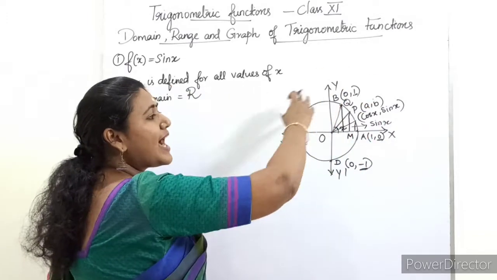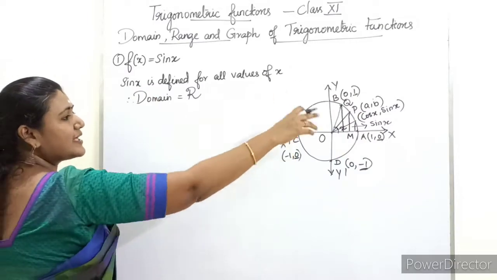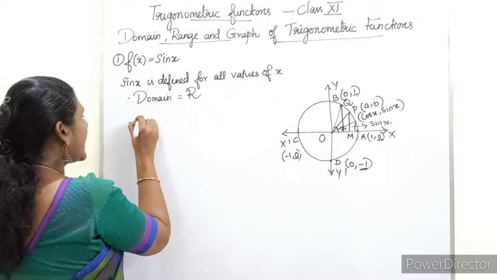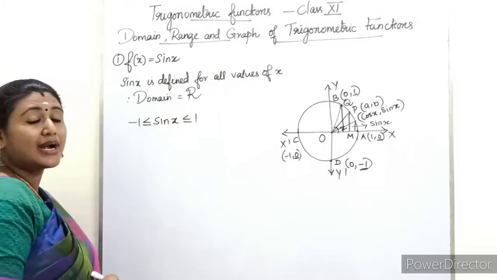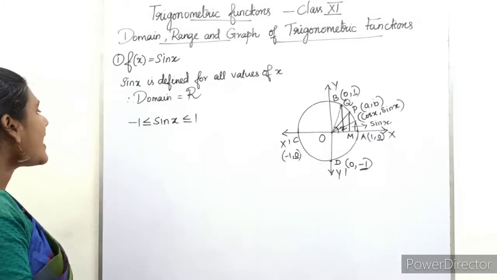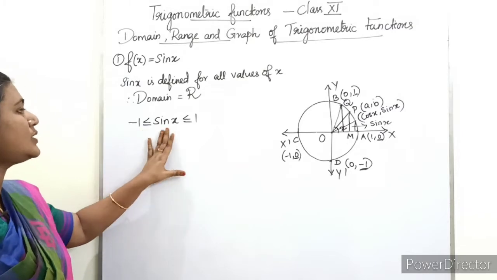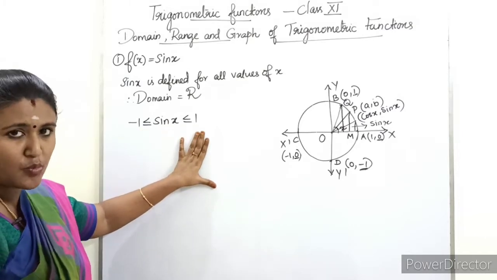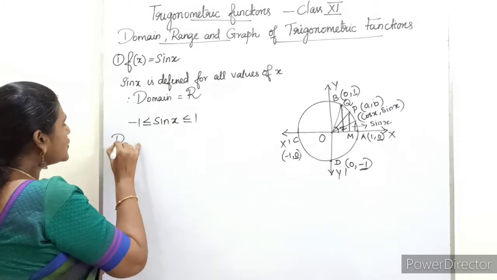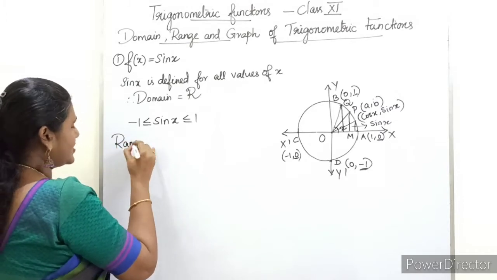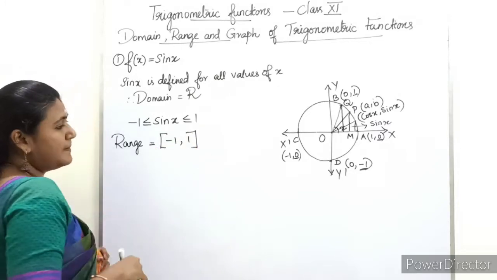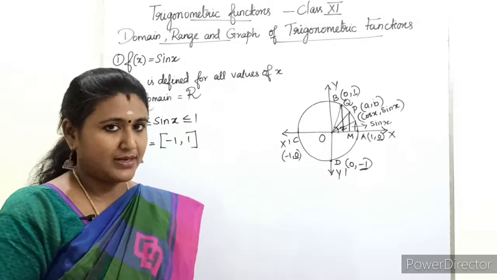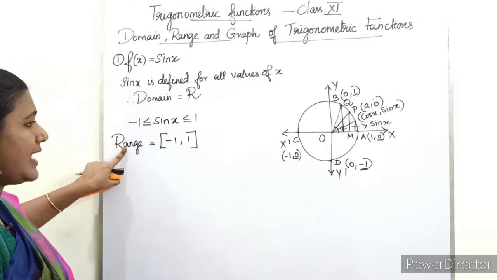So what is the value of sin x? From this diagram it is very clear that sin x value is always between minus 1 and plus 1. So we can write minus 1 less than or equal to sin x less than or equal to 1. So the range of the sine trigonometric function is equal to the closed interval minus 1 to plus 1. So we got domain and range.